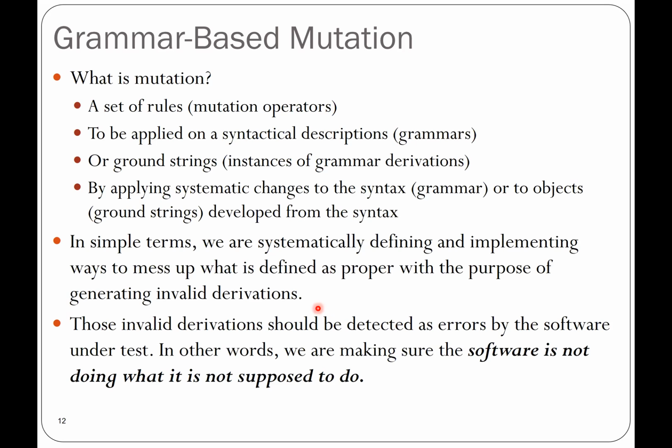I might have messed something up, and here's the key word, I ended up with a valid derivation. But that's not really the purpose here. I want to end up with an invalid derivation, because if I have an invalid derivation, then it's probably going to exhibit a different behavior than the proper code. Those invalid derivations should be detected as errors by the software under test. So we're making sure that the software is not doing what it's not supposed to do.